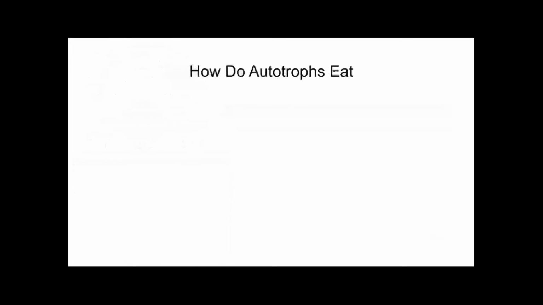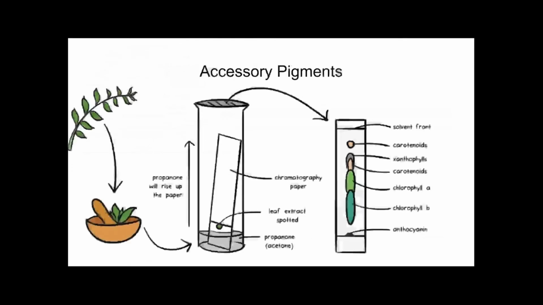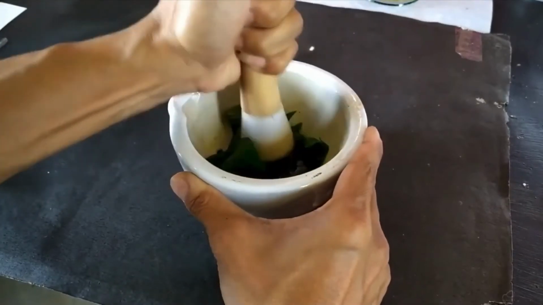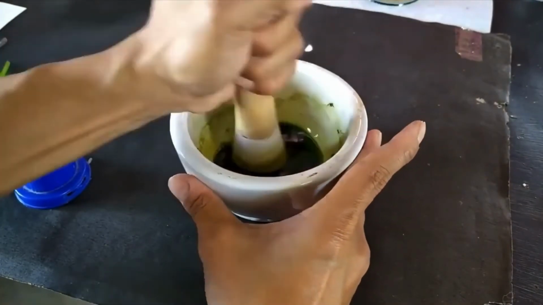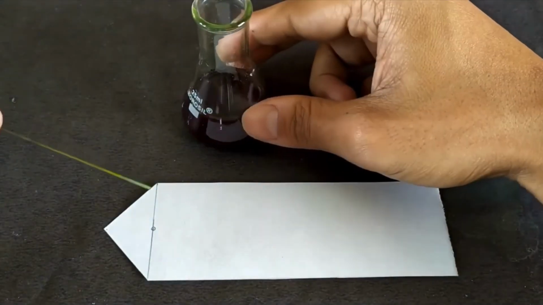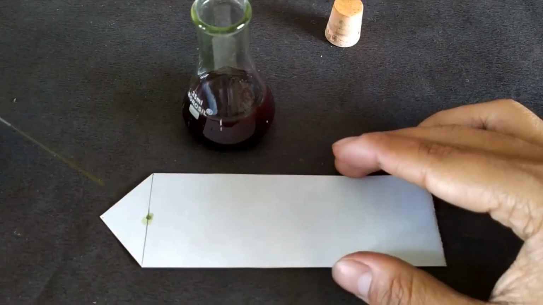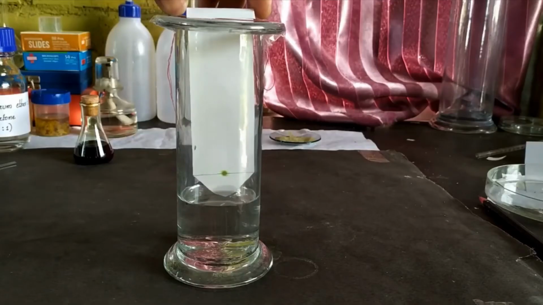So how do autotrophs eat? How do they fuel their metabolic systems? They use pigments. We discussed accessory pigments, but we'll review it again here. Remember, just like in our lab, if you smash up a plant or any photosynthetic organism, you'll end up with some kind of colored liquid, and that liquid contains the pigments that are used by the chloroplasts.